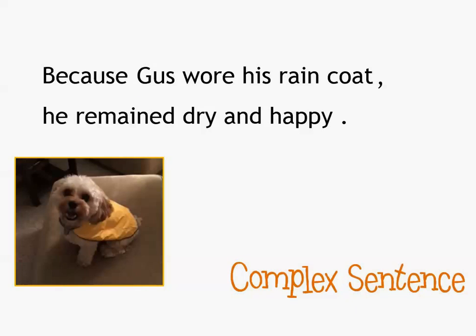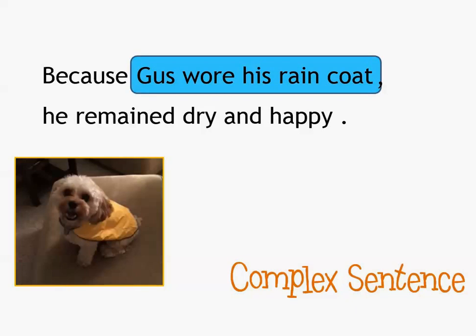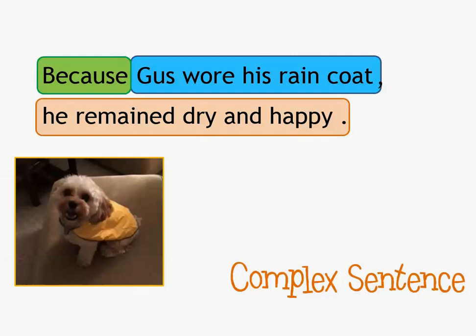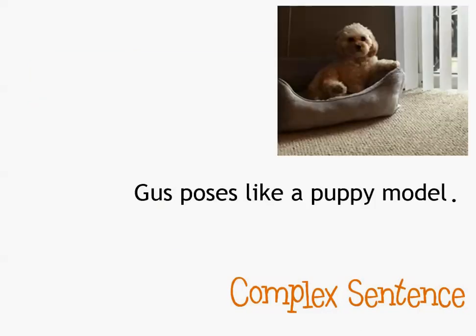So look here. We started with our independent clause. We added our subordinating conjunction, which turned that independent clause dependent. And because a dependent clause needs an independent clause to make it a full sentence, we've added he remained dry and happy. Simple, right? Let's look at another example with our sweet boy Gus.